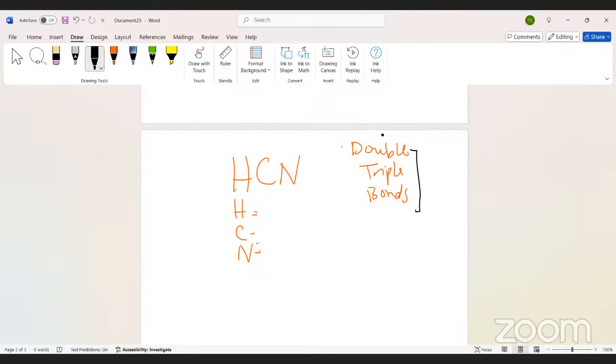Double and triple bonds. Carbon, nitrogen, and oxygen, those are the three that get down with kaboom, okay? They typically do the double and triple bonds. Double and triple bonds mean they're very unstable, okay? They're very unstable, and because they're unstable, that's where the double and triple bonds come from.